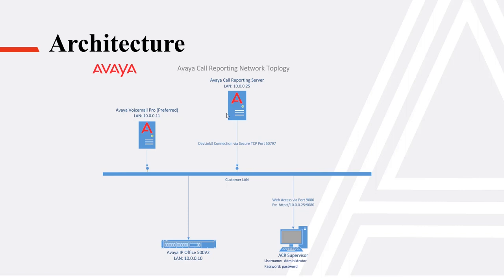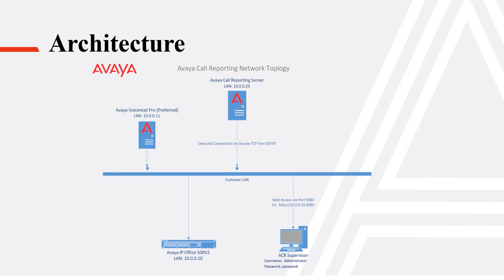And then it's going to communicate with the IP Office across the customer LAN via the DevLink 3 connection, which is a secure TCP connection using port 50797. So it's username and password protected, which you're going to set up within the IP Office.